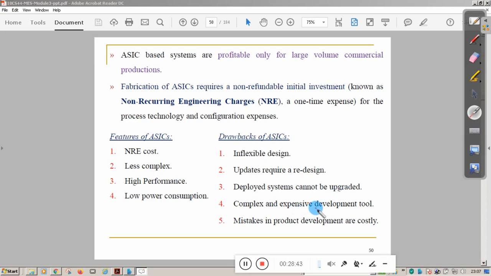Complex and expensive development tools. Since it is meant for particular applications, particular tools are required, and those tools are complex and expensive. Mistakes in product development are costly. Suppose any mistakes happen in the product development, they are costly.